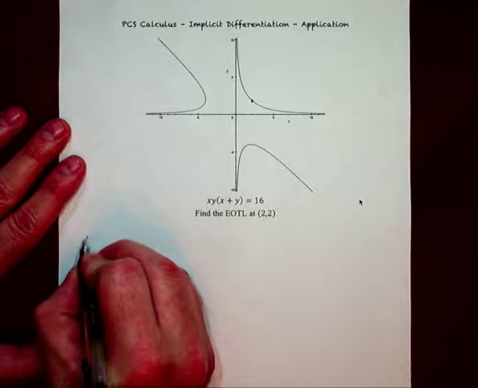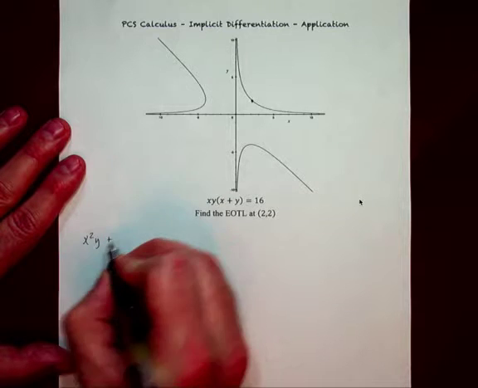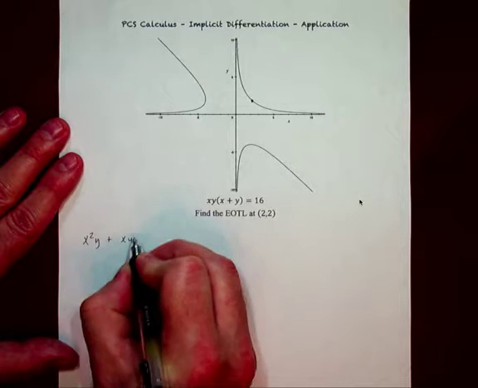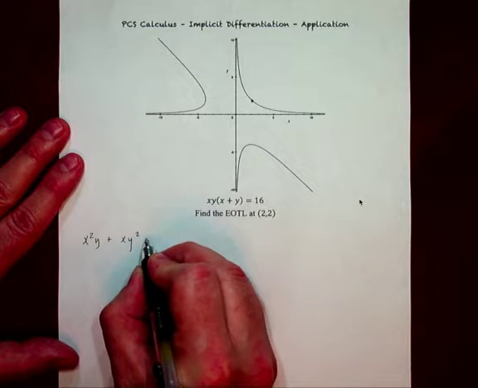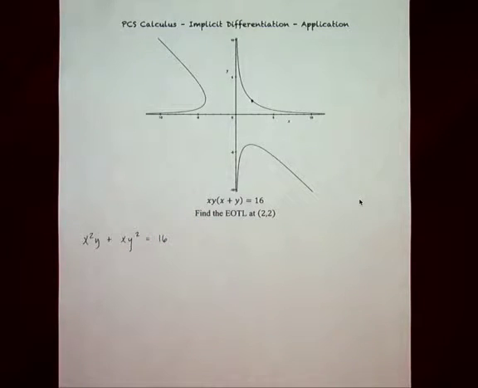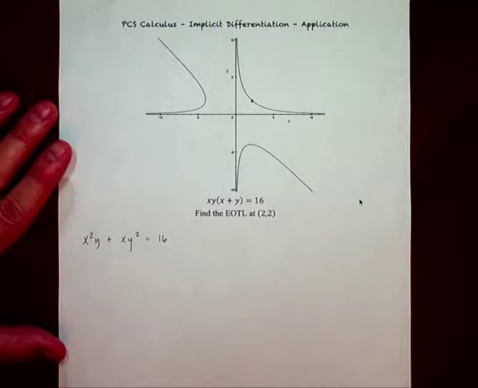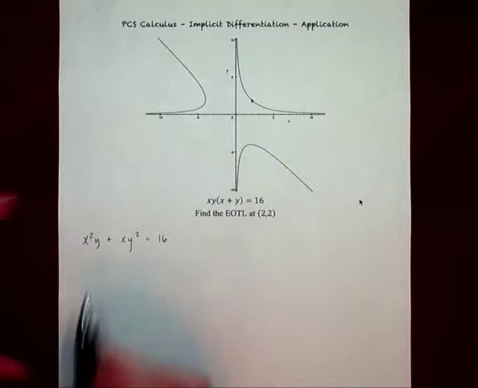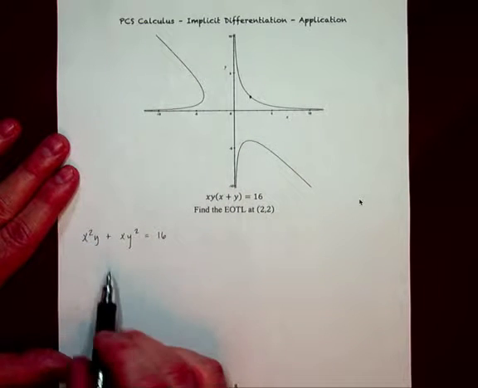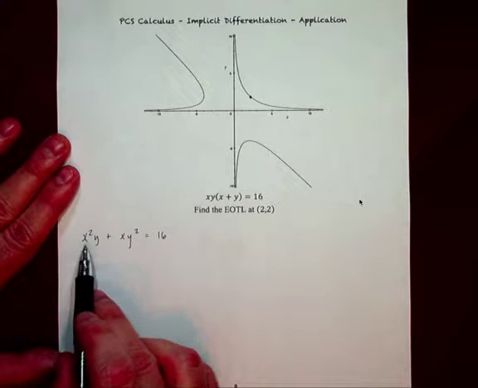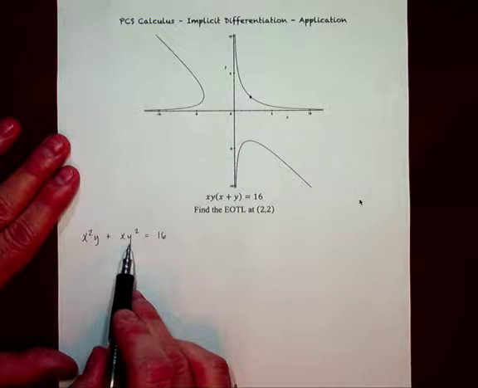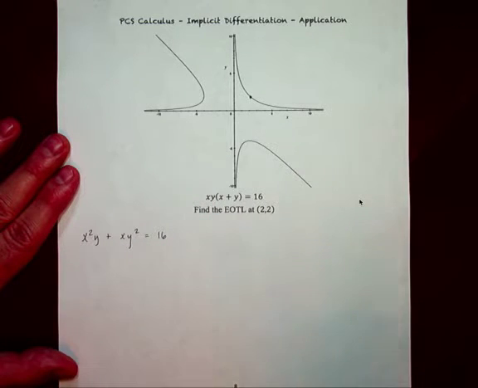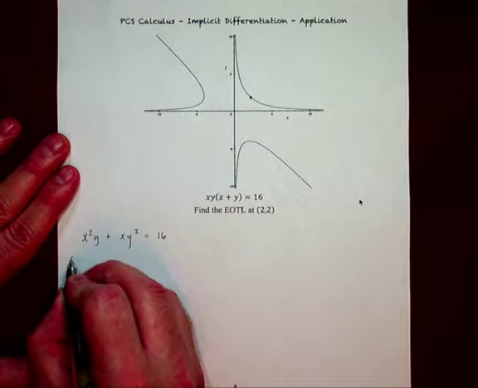So it's probably a better idea to distribute that xy, and I get x squared y and xy squared is equal to 16. Now that's a little bit easier to deal with. It's just kind of pick your poison. I mean, do you want to do the product rule twice with 2 factors or once with 3 factors? So let's go ahead and do this one right here.